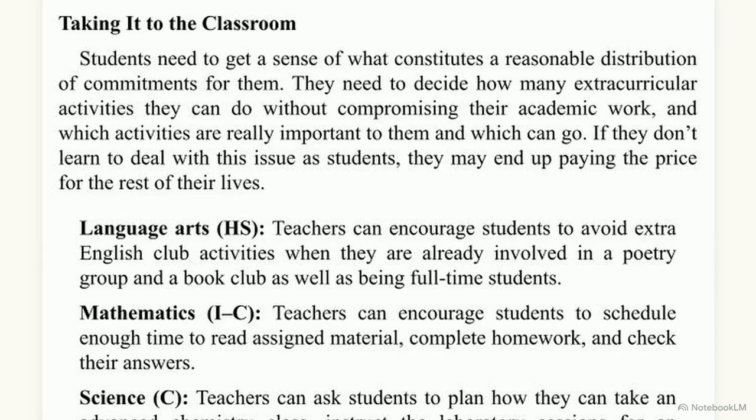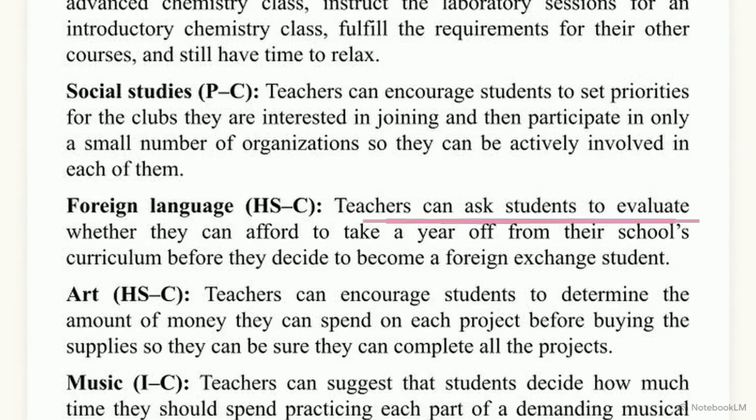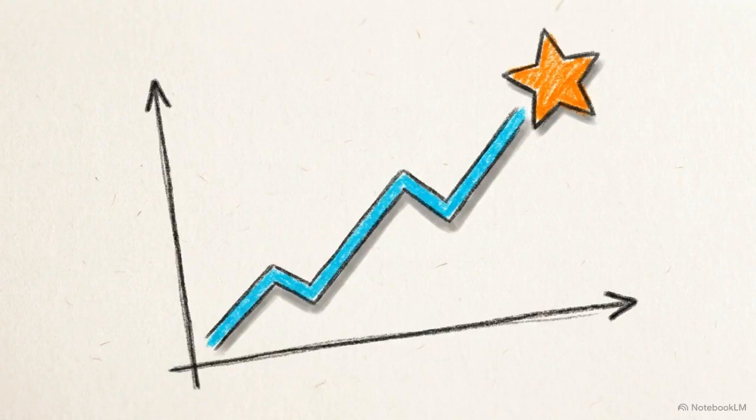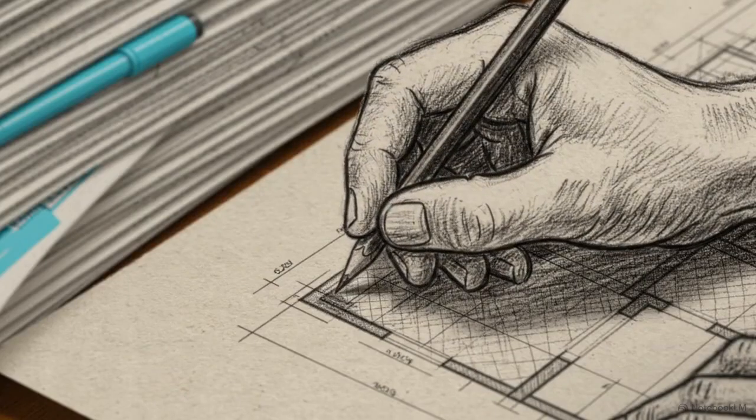In math, a teacher can require students to block out specific time to read, complete homework, and check answers. In a foreign language course, students might need to evaluate the time cost of becoming an exchange student before they sign up. Teaching students to pace their commitments ensures they maintain a reasonable probability of actually finishing the projects they start. Step 3 targets perspective.